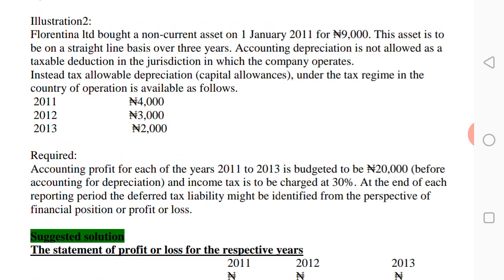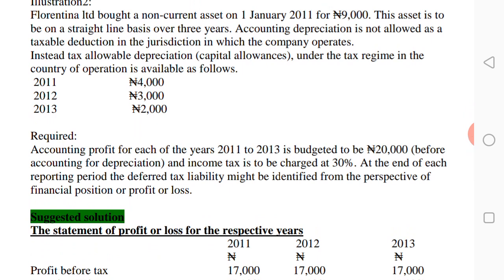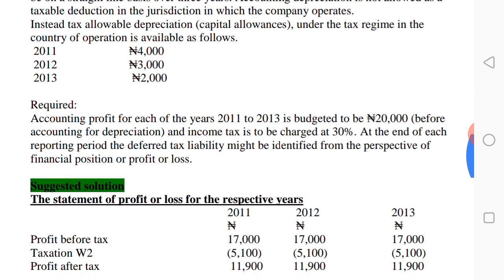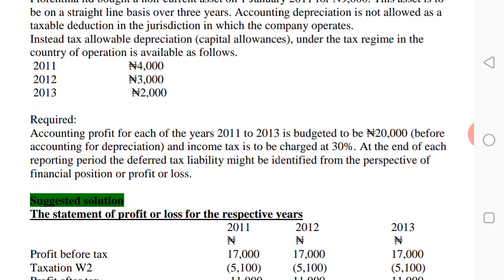Florentina Limited bought a non-current asset on 1st of January 2011 for 9,000 naira. This asset is to be depreciated on a straight line basis over 3 years. So every year we recognize 3,000 naira as depreciation, which is 9,000 divided by 3. We are given the capital allowance for year 1, which is 4,000, year 2 is 3,000, then year 3 is 2,000.